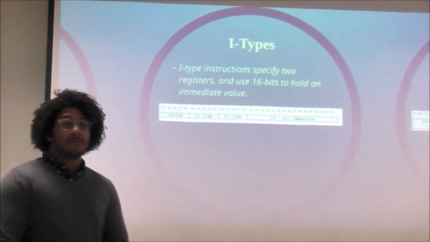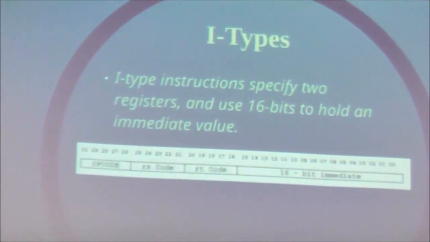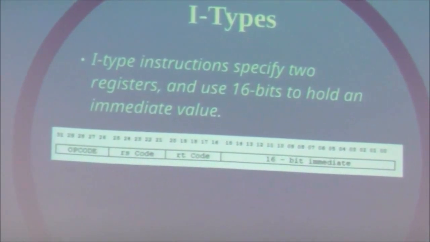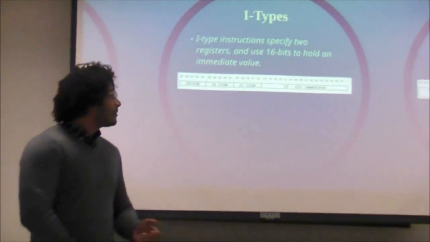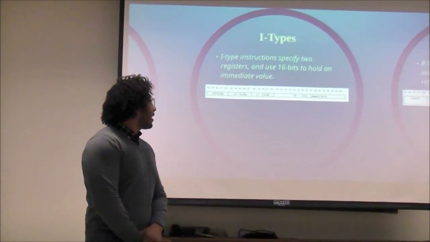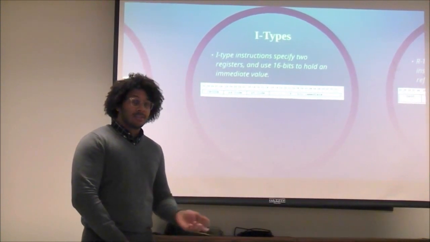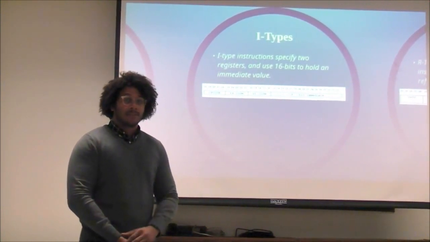I-type, we have a 16-bit immediate value tacked on at the end, with the opcode specified in the most significant 6 bits. And then depending on the opcode, we operate using the RS, which is the source, and then RT is our destination.